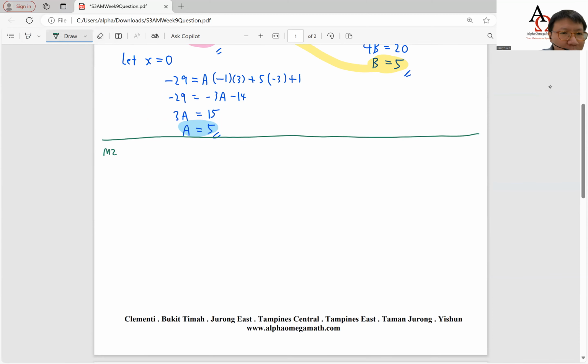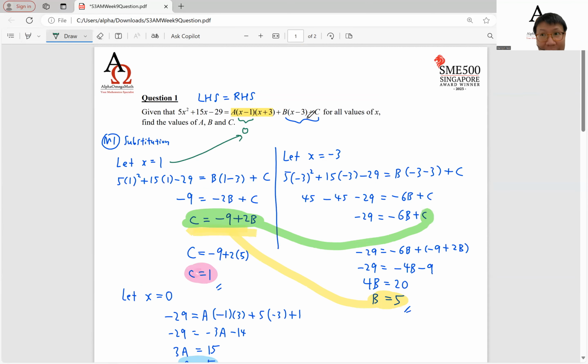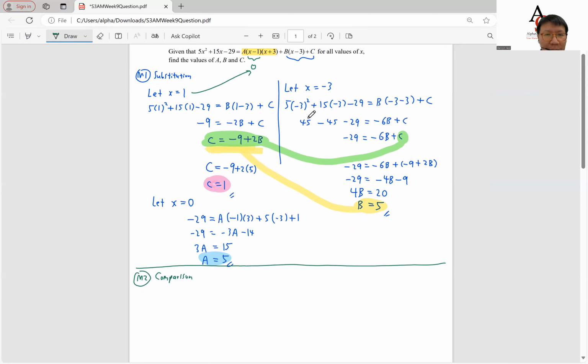Okay. So for method 2, it is called the comparison method. For the comparison method, we will expand everything on our right side. So I'm going to zoom out a bit. So by expanding the right-hand side, we will have, okay, let's try the left-hand side first. Copy and pasting of the left-hand side.